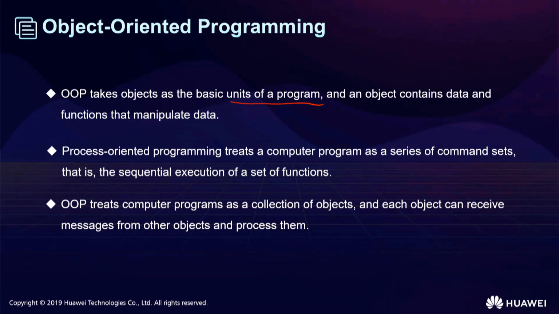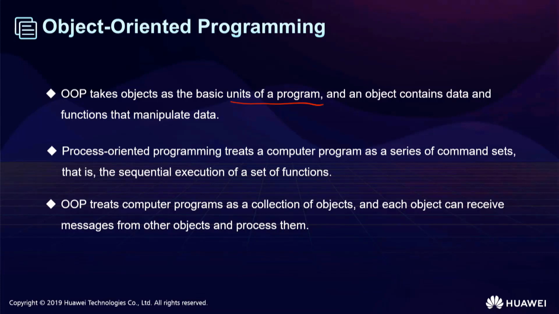While OOP treats computer programs as a collection of objects, and each object can receive messages from the other objects and process them, and the execution of the computer program is a series of messages passing between objects. In Python, all data types can be treated as objects, and objects can be customized. The customized object's data type is the concept of class in OOP.